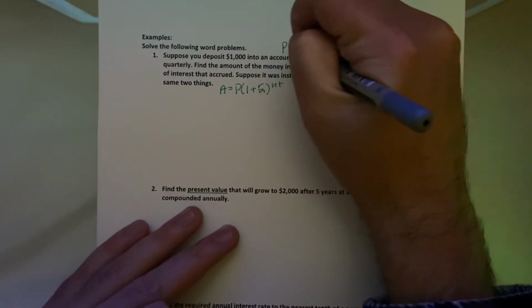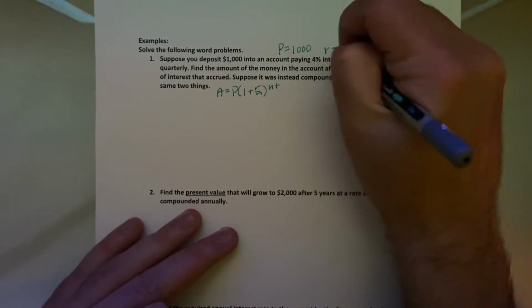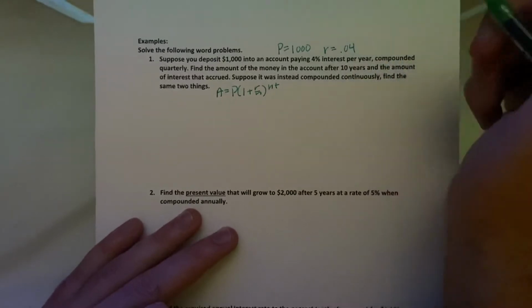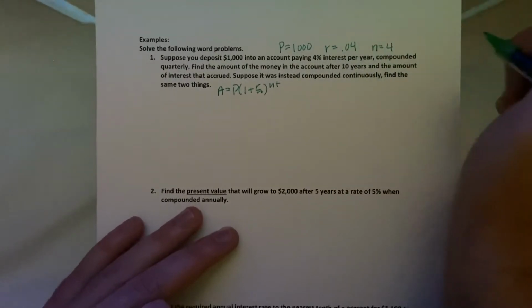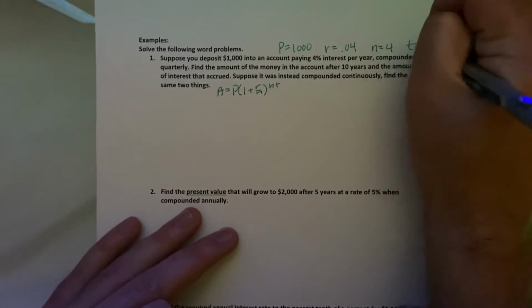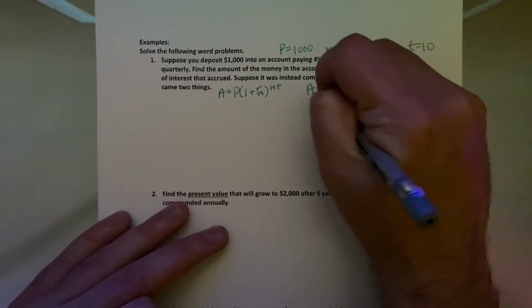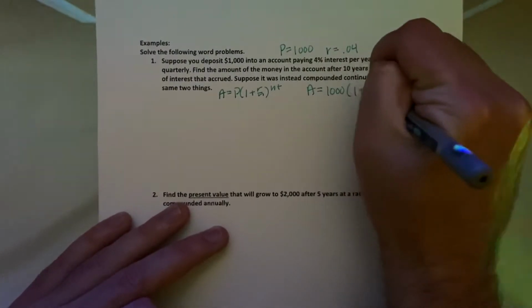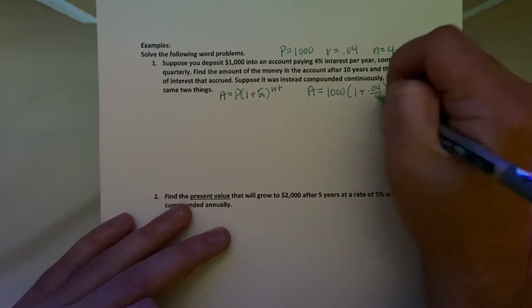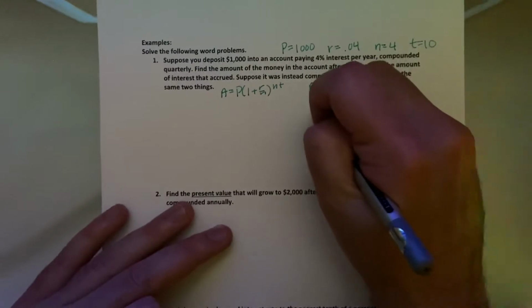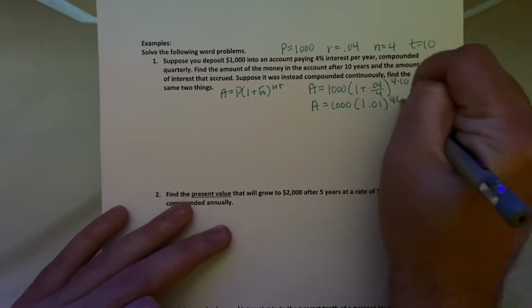So our initial amount, P, was 1,000. Our rate is 4%, so that's 0.04. Compounded quarterly, how many quarters are there in a year? 4 quarters. And t is 10 years, because that's what they want to know. And A is our unknown. So A is 1,000 times (1 plus 0.04 over 4) to the 4 times 10. Now 0.04 over 4 is 0.01, so this is really 1,000 times 1.01 to the 40th.